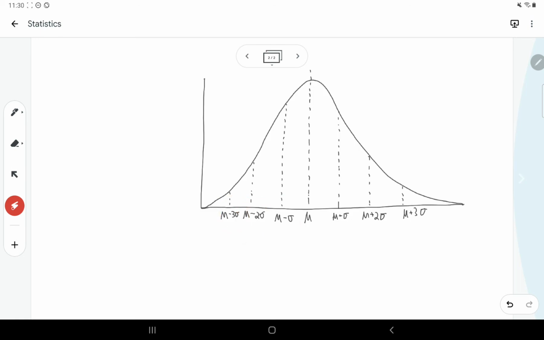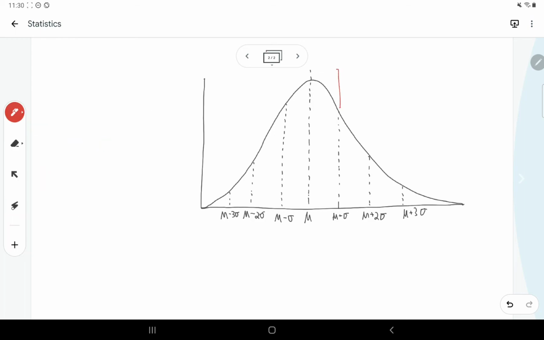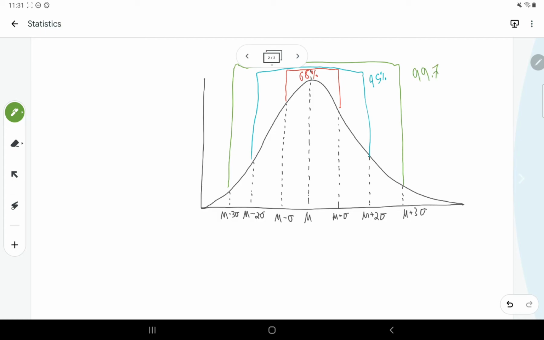Okay, so the same graph, same normal distribution, and we still know that this section should be about 68%. If it's normalized, we know that the next section should be 95%. That's 95%. And then the last section, the biggest section that we talk about, should be 99.7%. So that's 99.7. Okay.